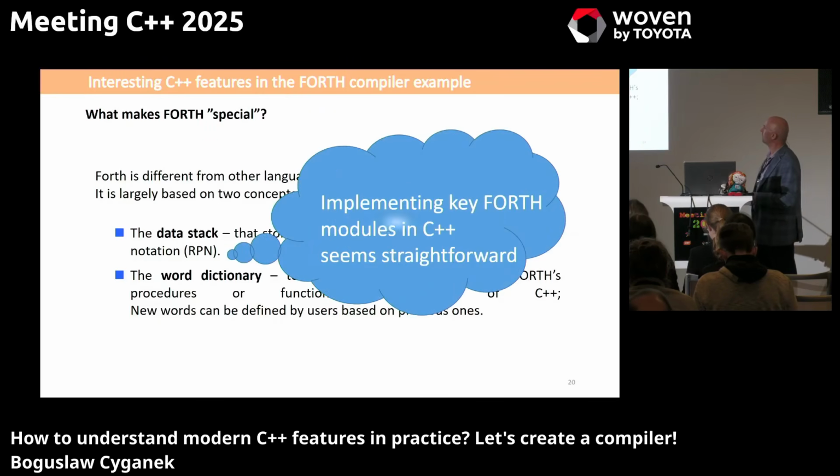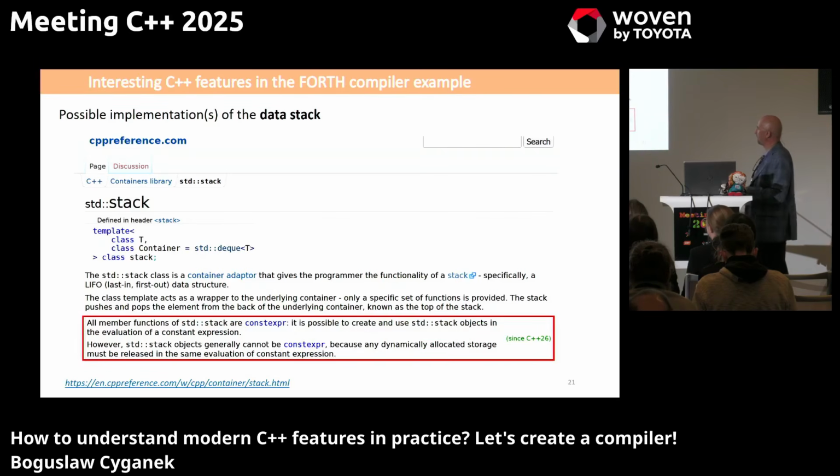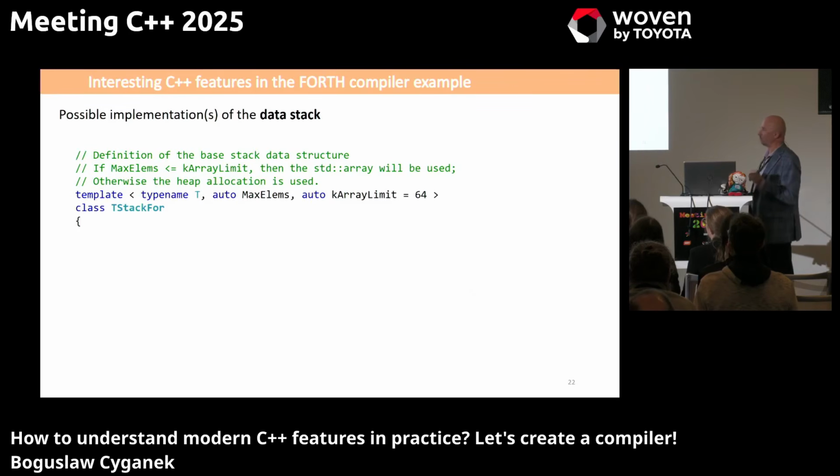Okay, so implementing looks straightforward. Okay, we'll see. So let's take a stack. We can take the stack from the standard library, and also we can benefit from the stack going to be constexpr later on. This is very important in the embedded world. Going to constexpr wherever we can. But we would like to be more flexible. You will see in a moment why. So I implemented this stack with a couple of parameters. So maybe this can be useful for you.